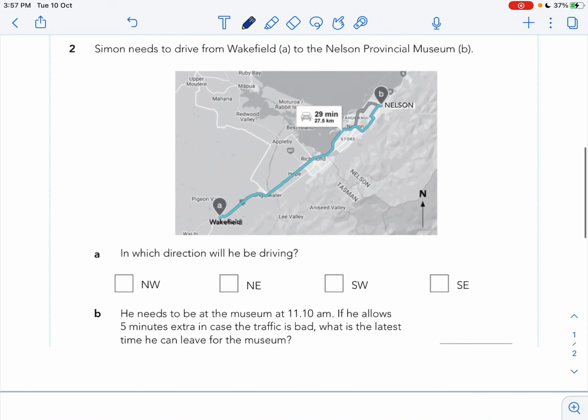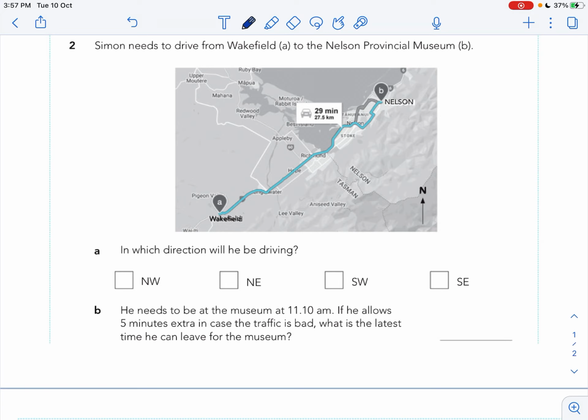Okay, that's that one. Simon needs to drive from Wakefield to Nelson Provincial Museum. And which direction is he driving? So he's starting there, going there. Right, north's that way, east is that way, so he's going northeast, halfway in between there.